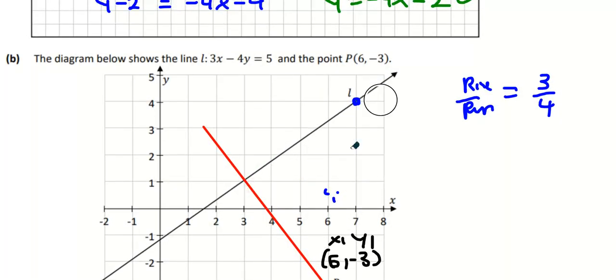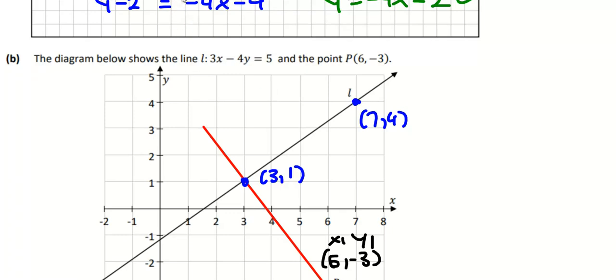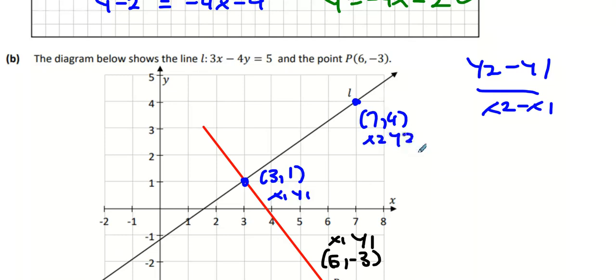What you could do is you could pick any 2 points on your original line. You could pick a 3, 1, and you could pick, what's that, 7, 4. And you could do the slope formula, which is y2 minus y1 over x2 minus x1. And you can put in your points, and you can get the slope of the black line very quickly, where you're going to get 4 take away 1 over 7 take away 3, and that will be 3 over 4.